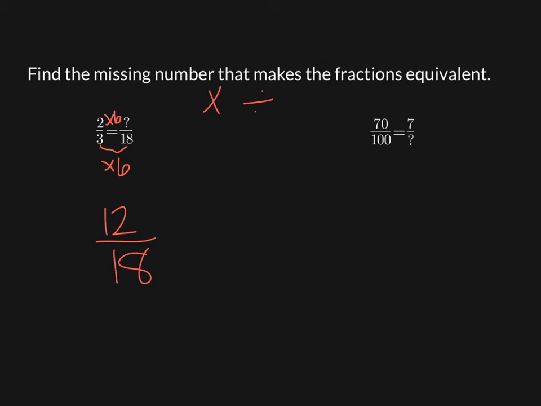Okay, so then again here, I'm going to look at my 2 numbers that I have to go from 70 to 7. I know I'm going to need to divide because my number is getting smaller. And I also know that 70 divided by 10 is 7. So that means I need to divide 100 by 10, and that will give me an answer of 10. So my answer would be 7/10 to get an equivalent fraction.